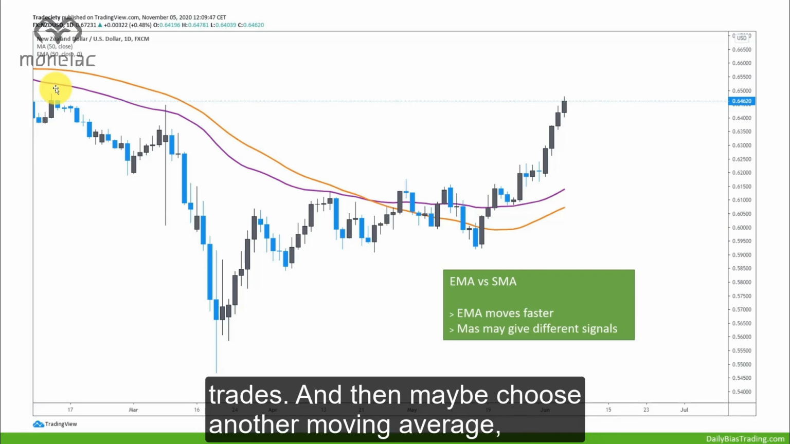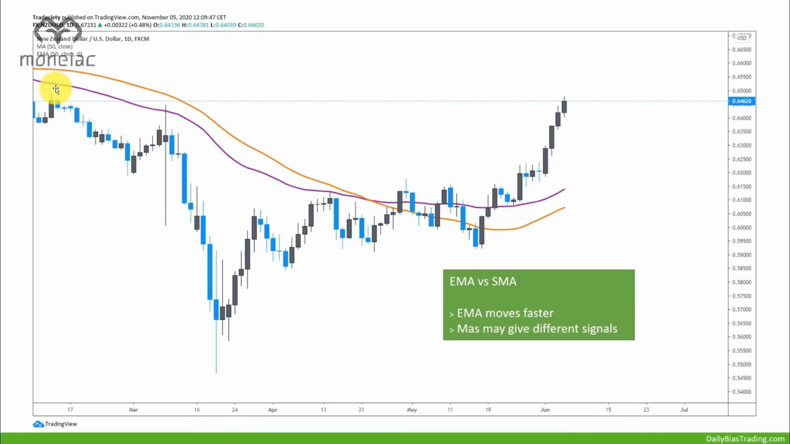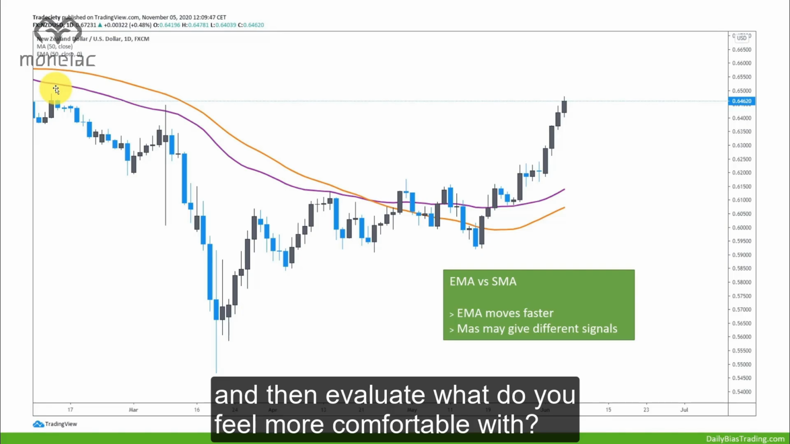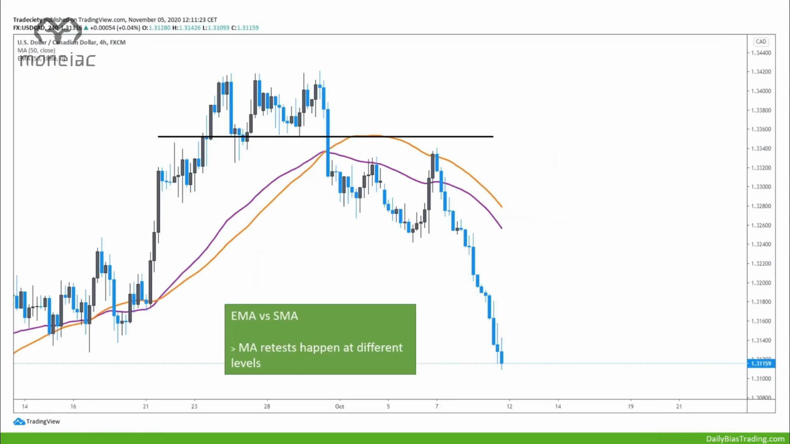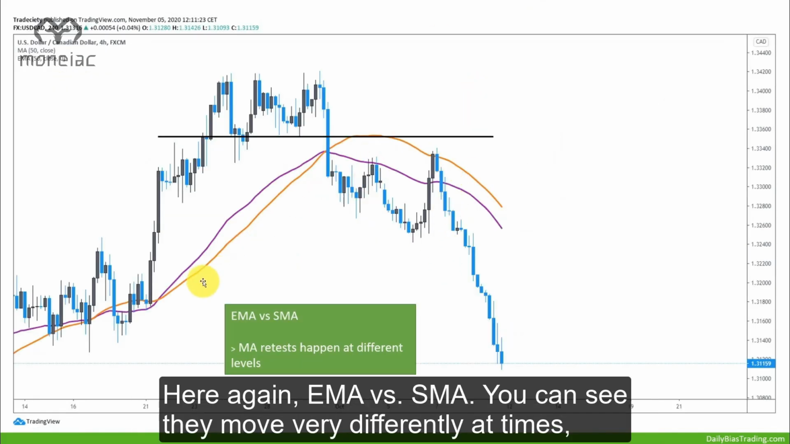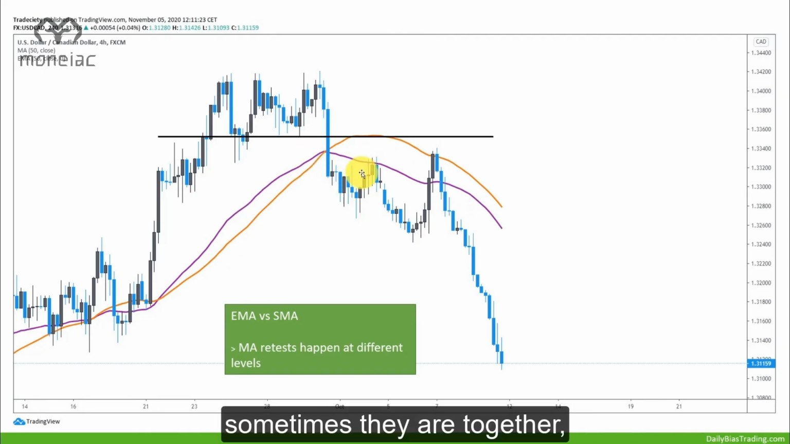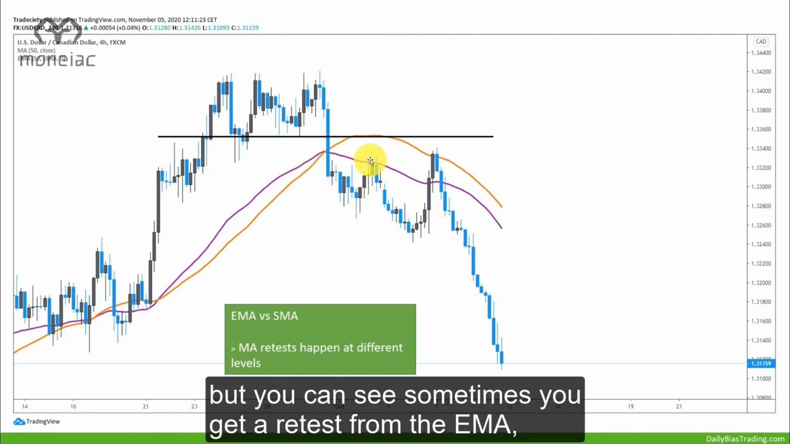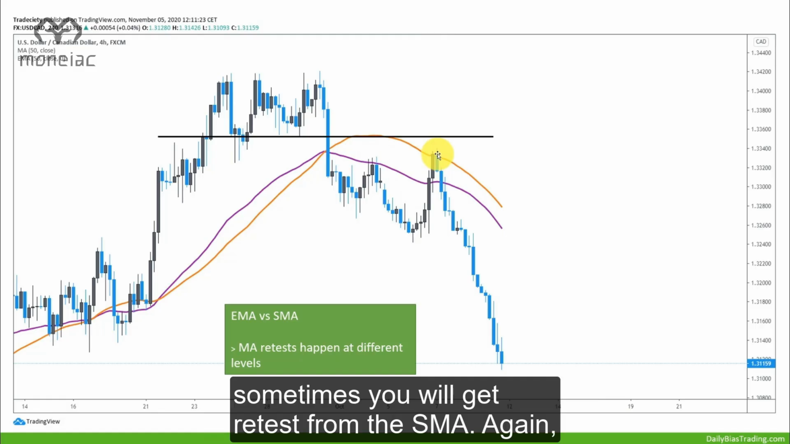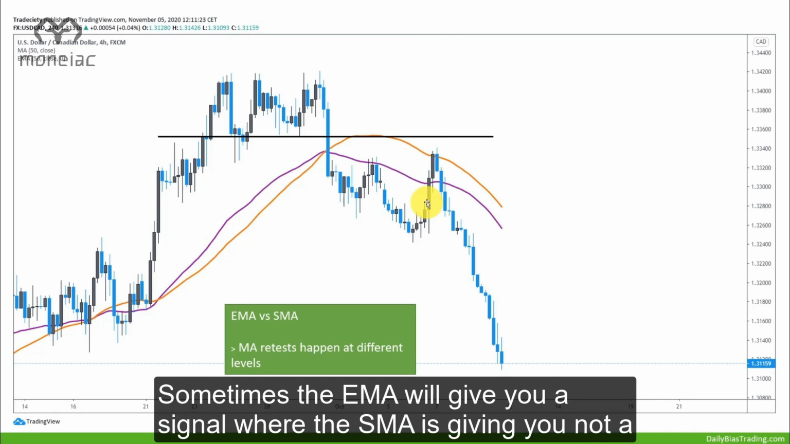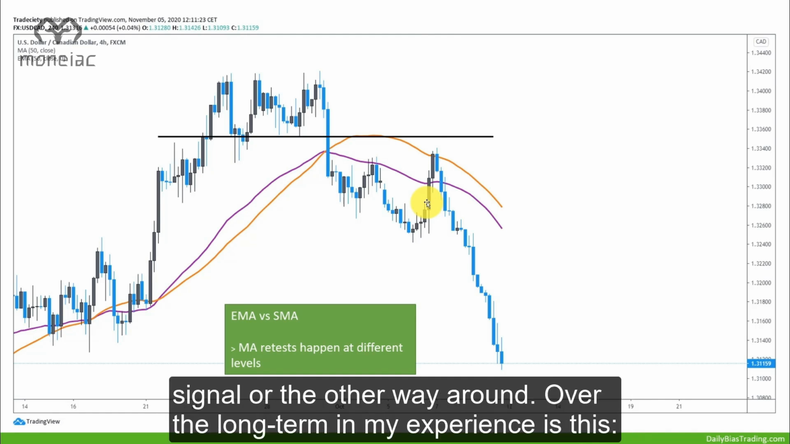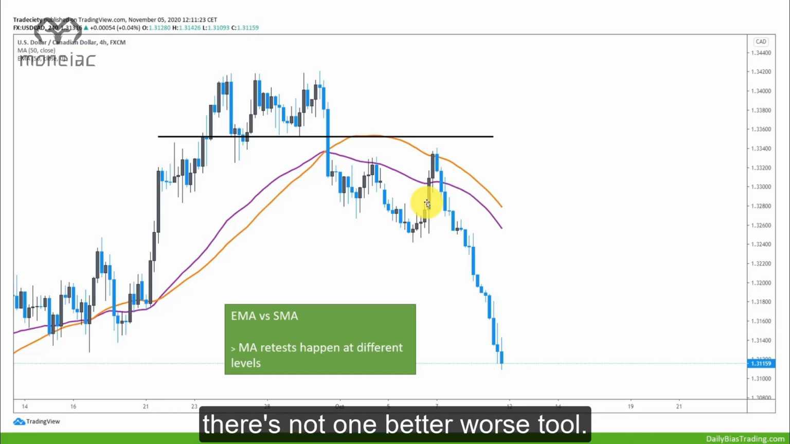And then maybe choose another moving average, stick to it for 30 to 40 trades, and then evaluate what you feel more comfortable with, where you see your edge, and then you can decide, okay, what works better for you. Here again, EMA versus SMA, you can see they move very differently at times. Sometimes they're together, but you can see sometimes you get a retest from the EMA, sometimes you'll get a retest from the SMA. Again, different moving averages will give you different signals. Sometimes the EMA will give you a signal where the SMA is not giving you a signal, or the other way around. Over the long term, in my experience, there's not one better or worse tool. It will always average itself out.